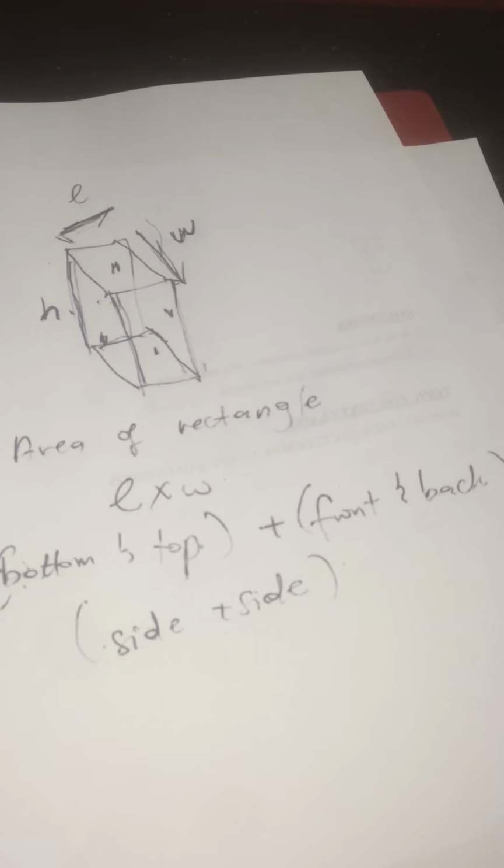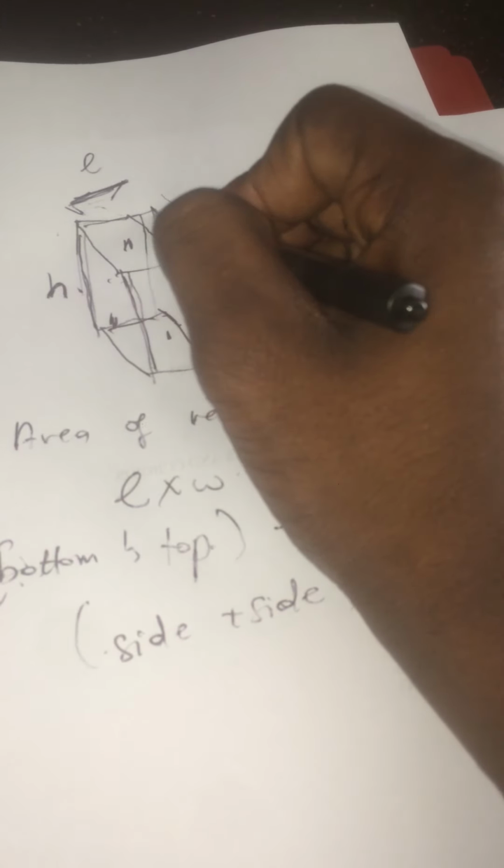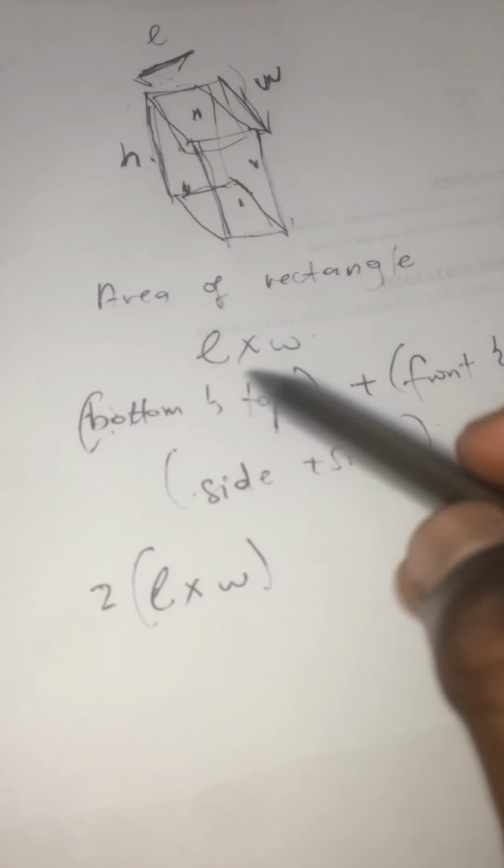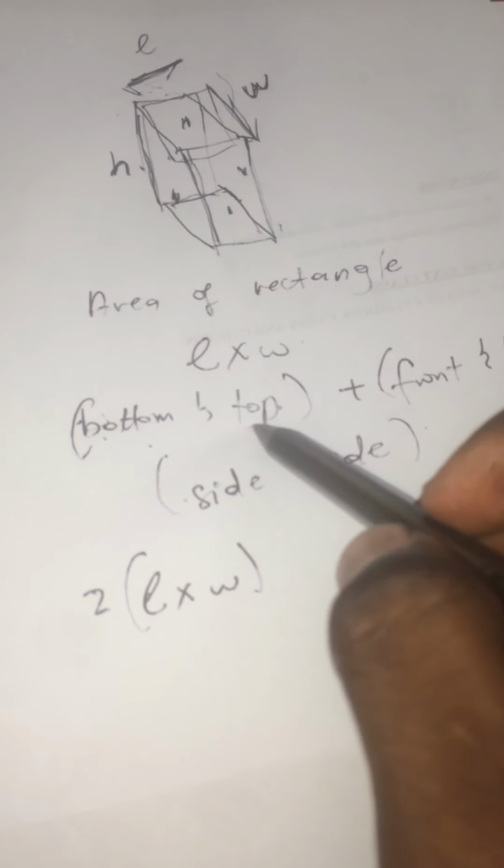So what is the area of the top? So this is our top. The top is this rectangular piece. So we realize that the top is given by length times width. So for the top, it's going to be length times width for the area, and it's going to be 2 times that because we know it's for the bottom and the top.